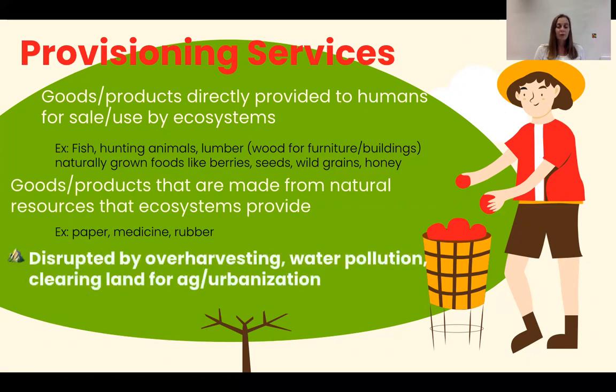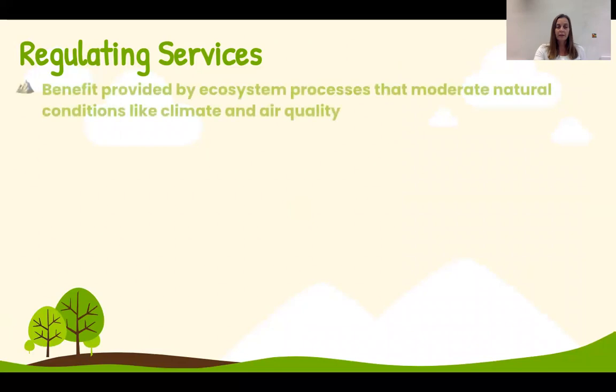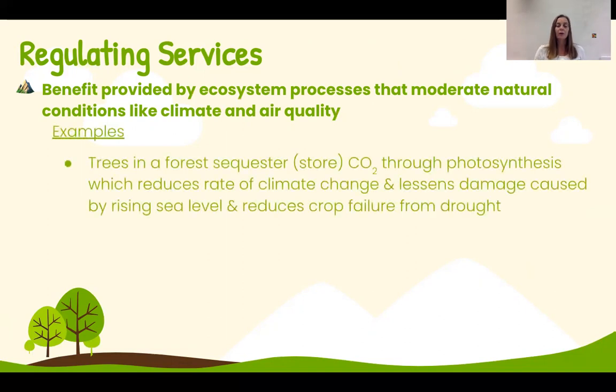All of these goods and products are going to be disrupted by over-harvesting, by water pollution, by clearing land for agriculture or urbanization. Okay, so regulating services. These are processes that moderate natural conditions like climate and air quality. So we could take trees as an example.